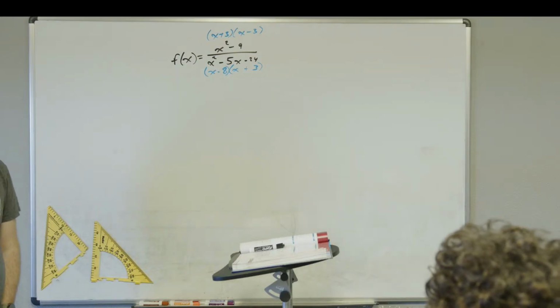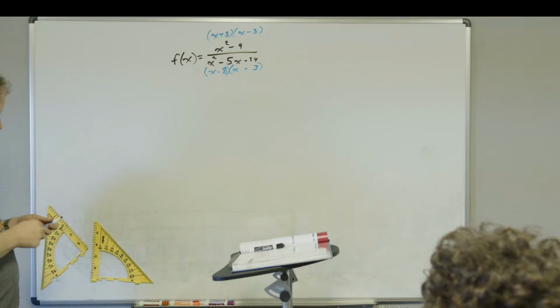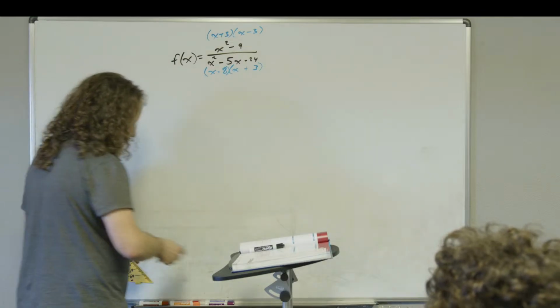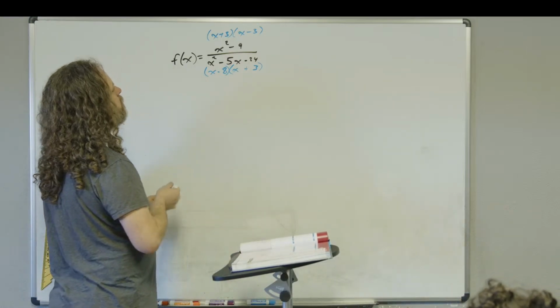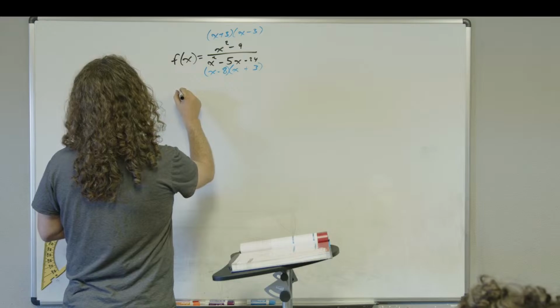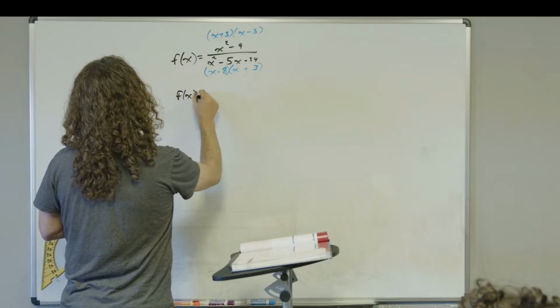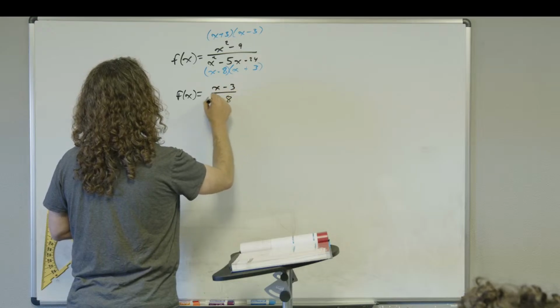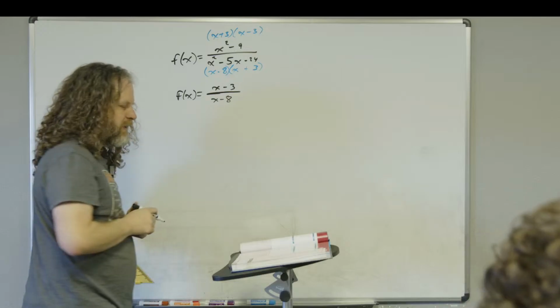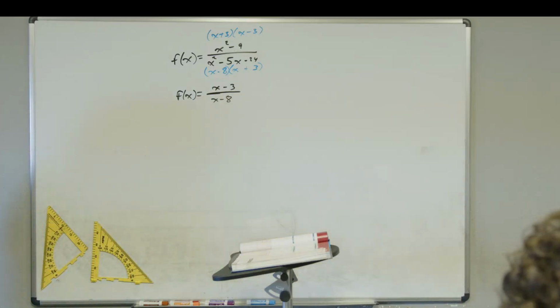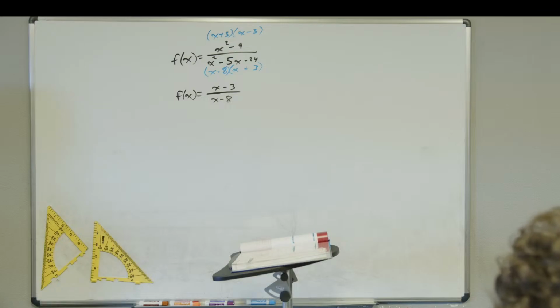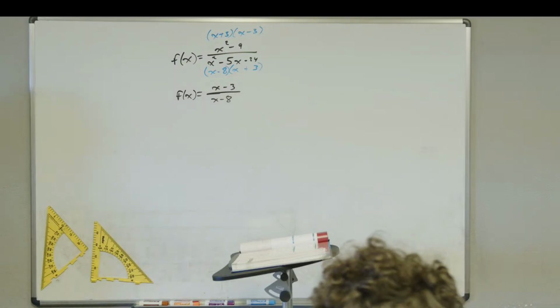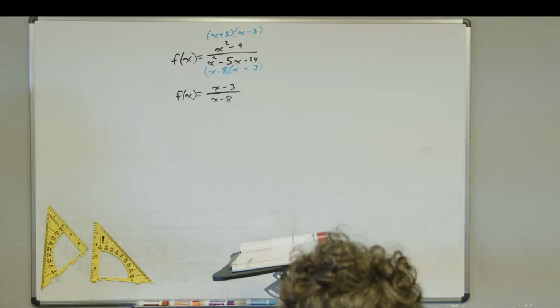So now what? Cancel out the plus 3s. f of x equals x minus 3 over x minus 8. This is actually not quite as easy to graph as what I was thinking, but yeah. Okay. Now what? Oh yeah, because we got to find some things, yeah? What things? Asymptotes.